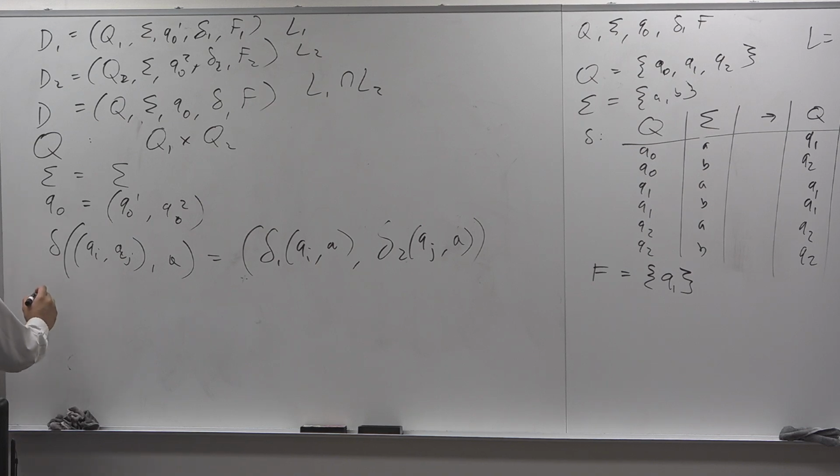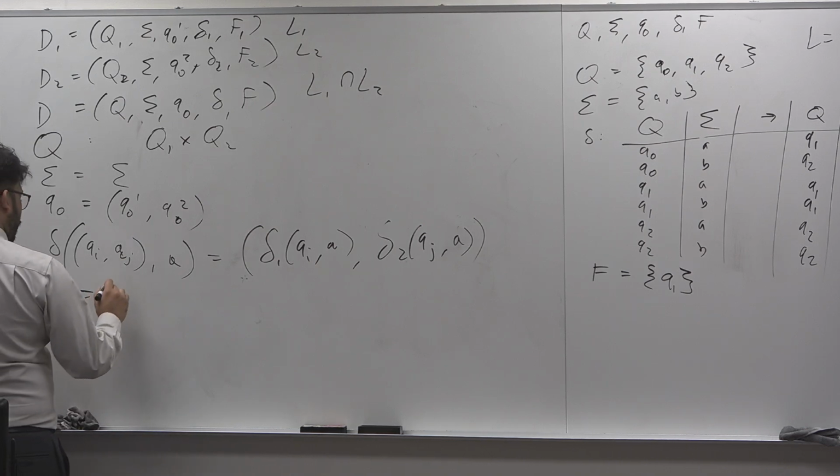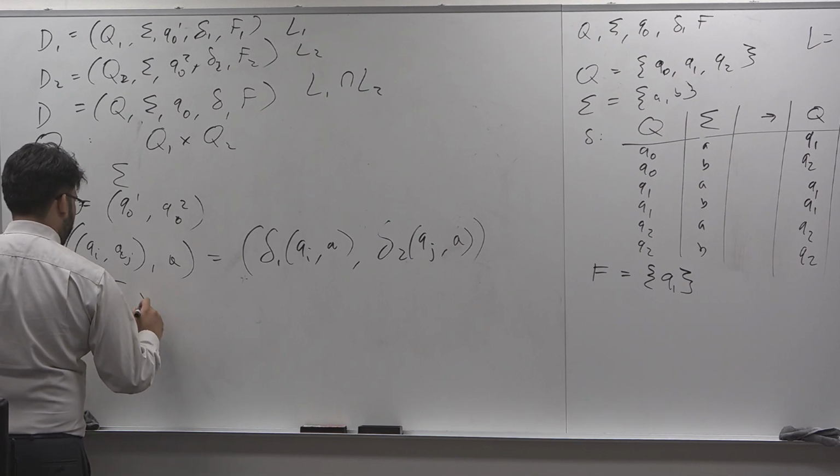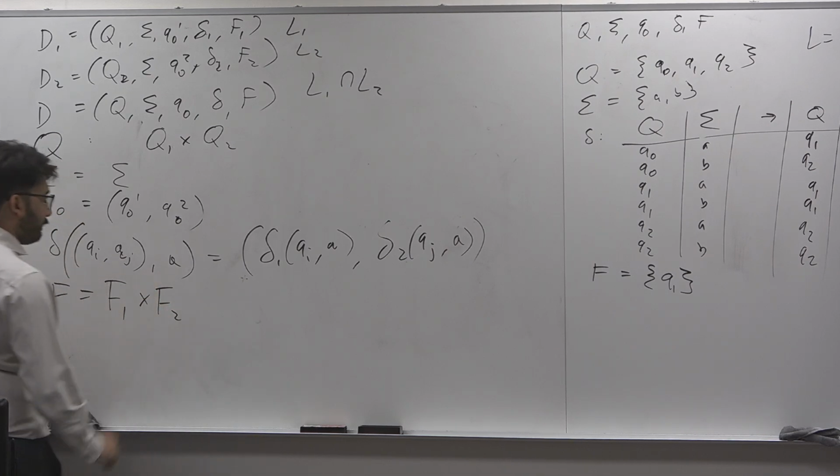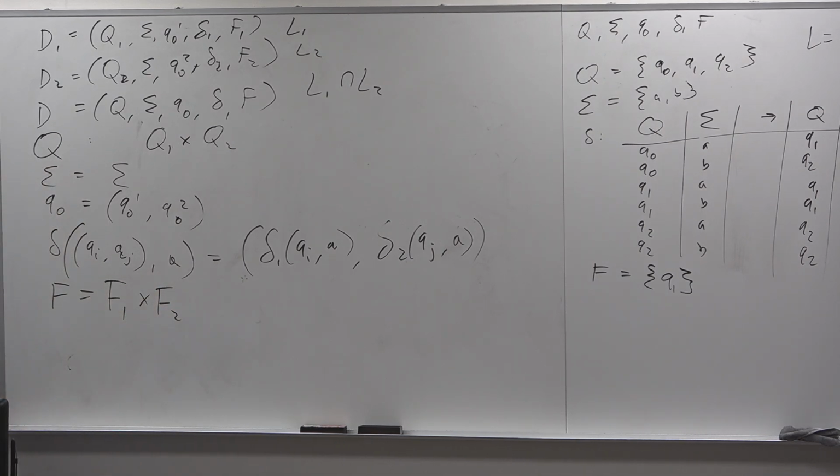And the final state, we want to accept if both accept. So we define the final states to be just the Cartesian product of the final states. Now this is the formal definition of the Cartesian product DFA. Take two DFAs, combine them, you get one bigger DFA. But that bigger DFA does both DFAs at the same time.